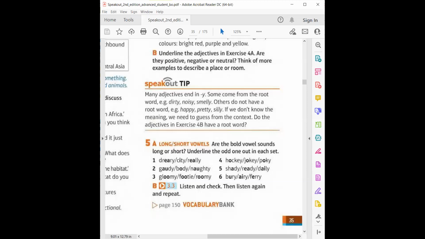Okay, so I believe it's obvious for you now which one is short and which one is long. So you can see, dreary, this is long. City, of course, short. Really, again, long. Let me now play the recording for you and let's listen to them. Make sure we pronounce them correctly.